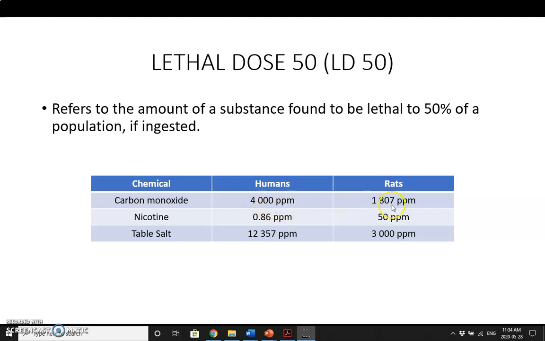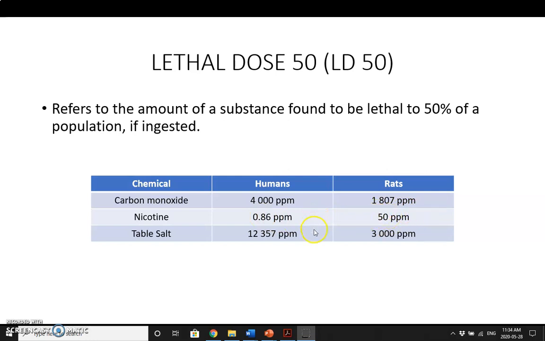Compared to rats, which is only 1,807 parts per million. This makes sense in that humans have a larger body. They would be a little bit more tolerant to carbon monoxide than rats would be, and so rats wouldn't need as much carbon monoxide to be lethal to 50% of the population. If you look at nicotine, though, humans are actually more sensitive to nicotine than rats are, and so the lethal dose 50 for humans is a lower concentration than for rats, which is an interesting thing to point out.